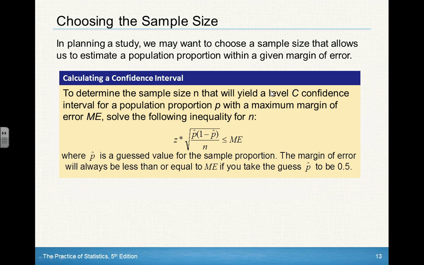So from the text box, calculating a confidence interval to determine the sample size N that gives a certain confidence level for a population proportion with the biggest margin of error, we're going to solve that inequality for N, where P hat is some guess, and maybe I use 0.5. All right, you're like, Coach, I don't know what you're talking about. Let me show you, and then if you want to go back and look at this slide, you can rewind the video and get it.